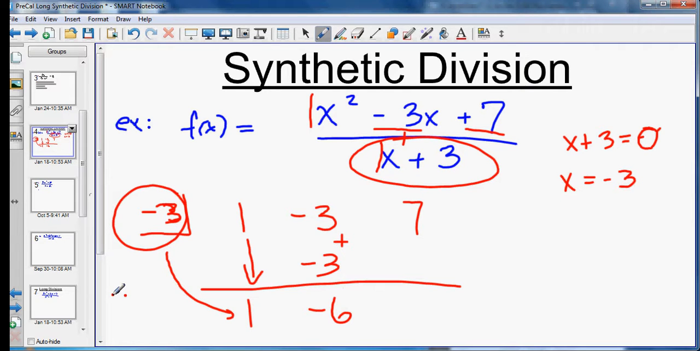So just to make sure you see what I did, first thing I just bring whatever number's in front, which in this case is the 1, I just brought it straight down. Then I multiplied the 1 by the -3 in the box and placed it right here. Then I added those two numbers together. -3 plus -3 is -6. Now I multiply the -3 by the -6. Gives me a positive 18. And I add 7 plus 18 and get 25.